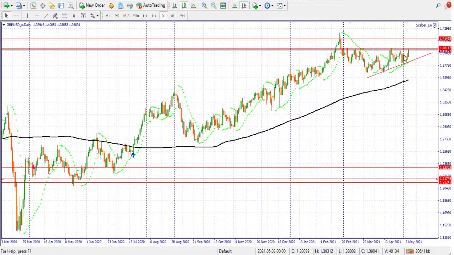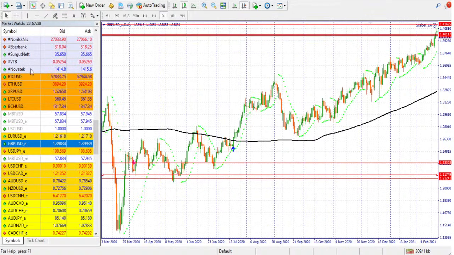So if the price bounces off from this point, this will be a good place to sell from, at least up to this trend line. If the price continues up, then the next place to sell from is around 1.41425.